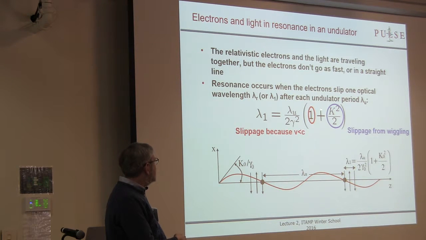Okay, there are 2 terms here. This one is the not-quite-going-the-speed-of-light term, and this is the unwiggling term. And since I showed you that K equals 1 is sort of the magic crossover to when you can start seeing this, you can see that you've got to include both these terms. They're comparable.